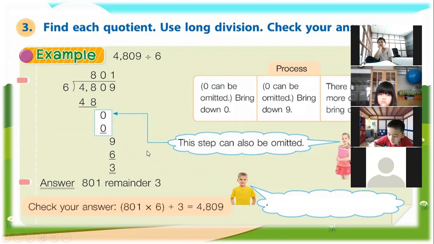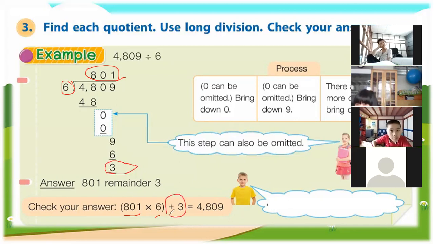Now here, what if you would like to check our answer? So what we're going to do? We're going to multiply the quotient, 801, with the divisor. So 801 multiplied by 6. And we already have the remainder. The remainder is 3, so we will add that, plus 3.